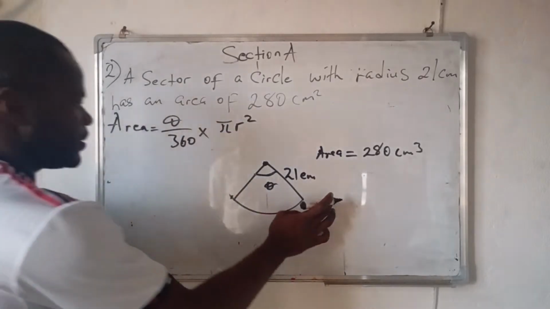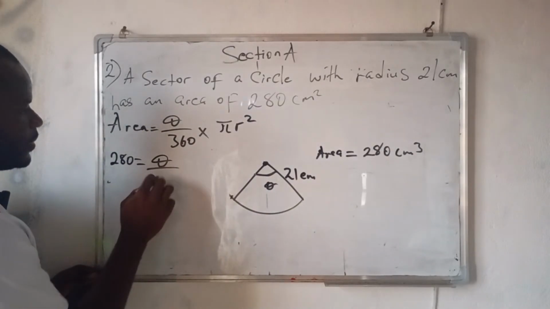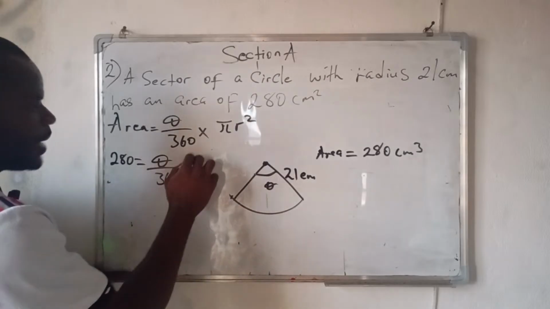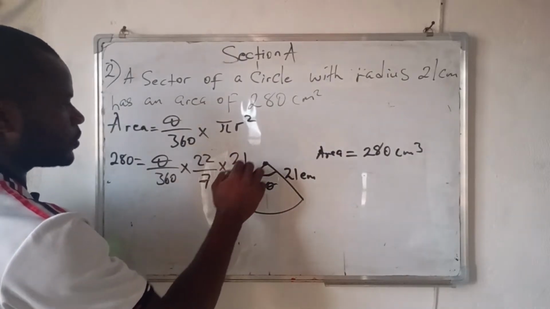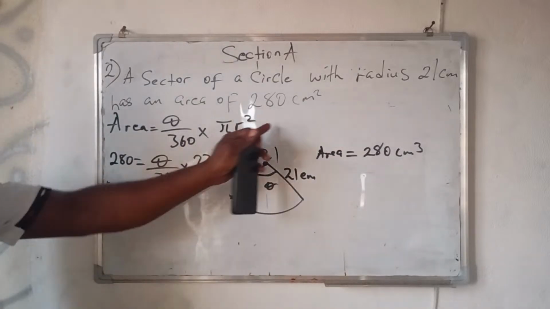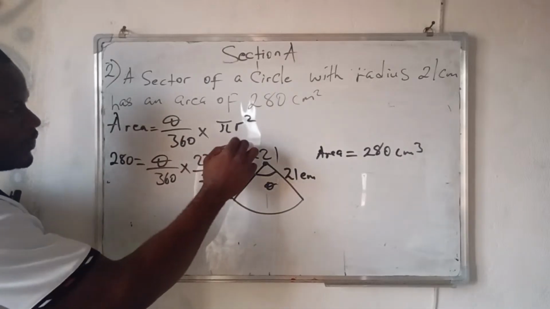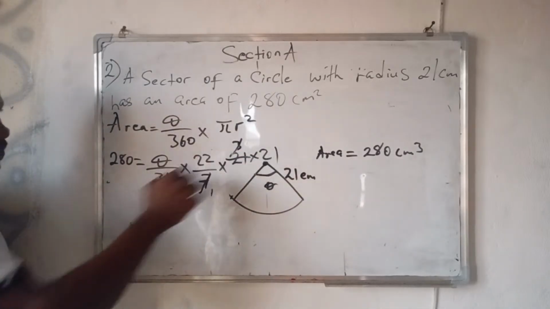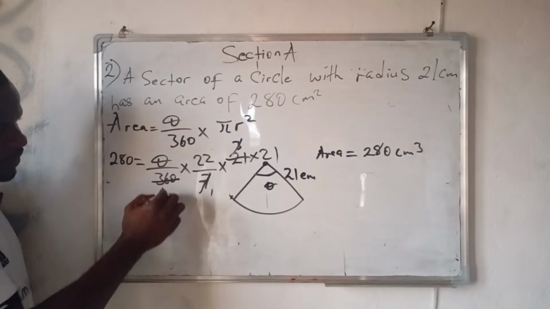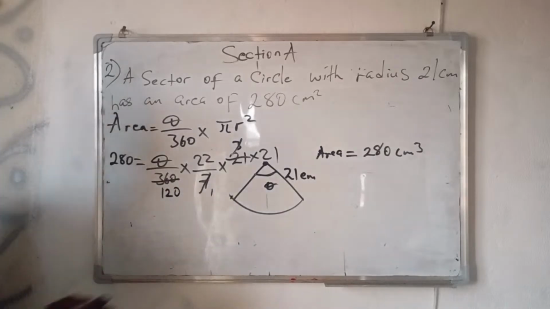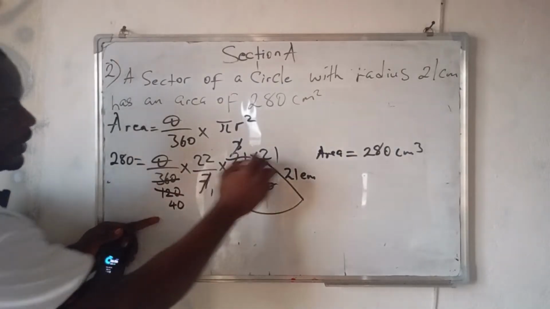Now, of course, you know this is our radius and this is the area. The area 280 is equal to theta over 360 times pi, which is 22 over 7, times 21 times 21, which means 21 square. Then you notice that 7 can take care of 21 here, and you are left with 3. Then the 3 also can take care of this: 3 into 3 we have 1, into 6 we have 2, into 0 we have 0, leaving us with 120. Of course, 3 can equally go here, you are left with 40.